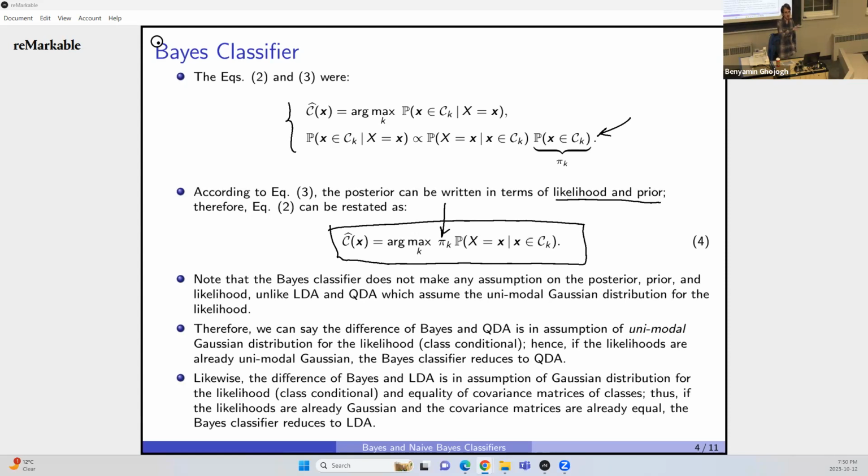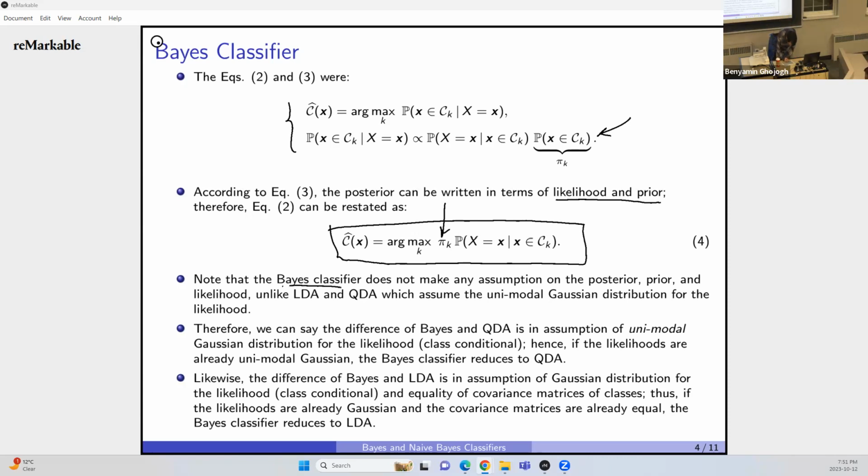As you see, the posterior has prior in it. So prior times likelihood. The prior especially plays an important role when we have imbalanced classes, right? Because a good estimate of the prior is the cardinality of that class over the cardinality of data, the number of data points. So it takes care of being imbalanced in the population of the classes.